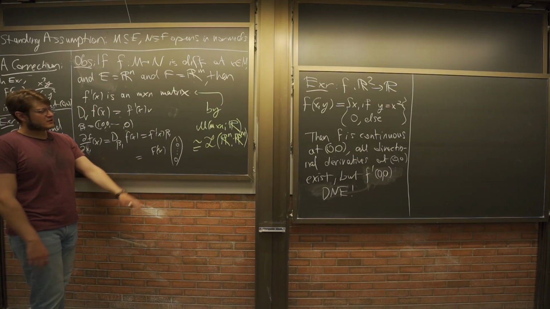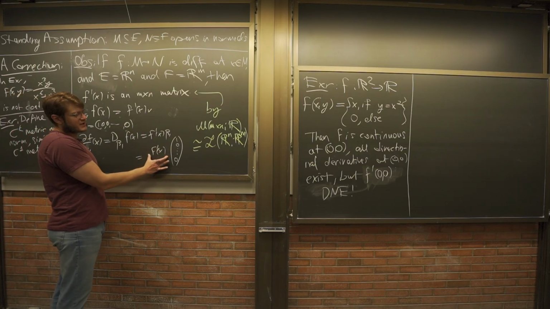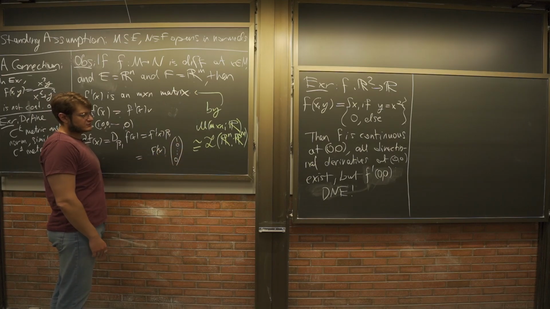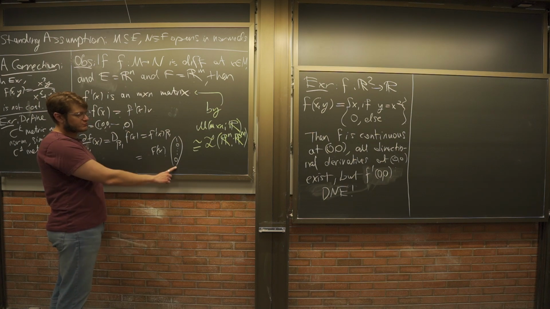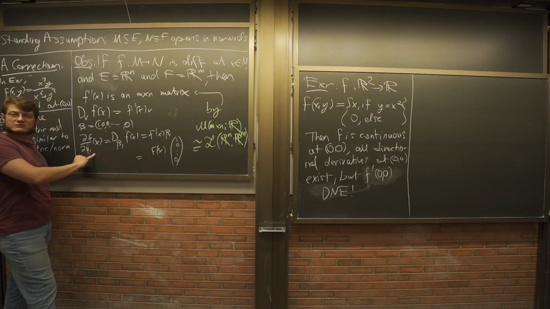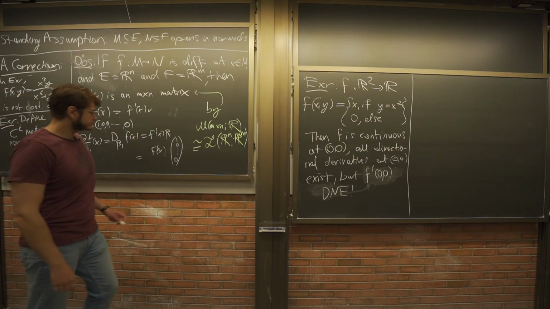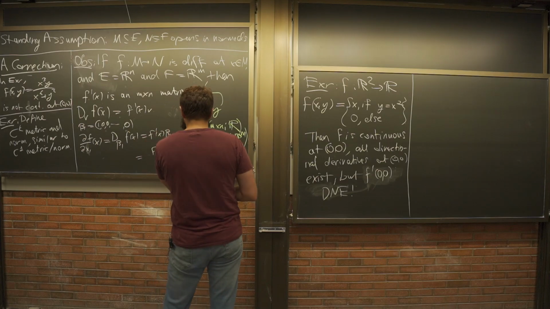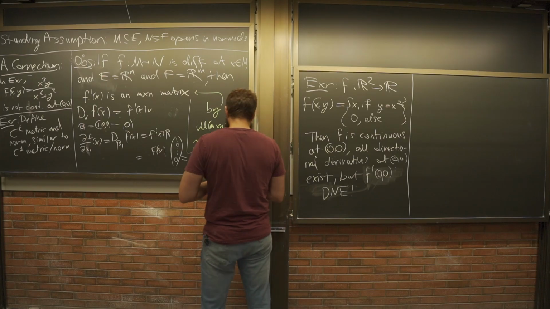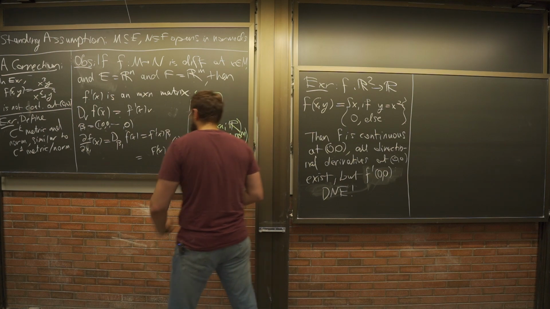Well, what is the effect of taking an m by n matrix and multiplying it by one of these standard basis vectors? Well, this corresponds to singling out the first column. Right? When you multiply this, this is going to pick out the first column. So the first column of f prime of x has to be this. You see? So this is the first column of the matrix f prime of x.